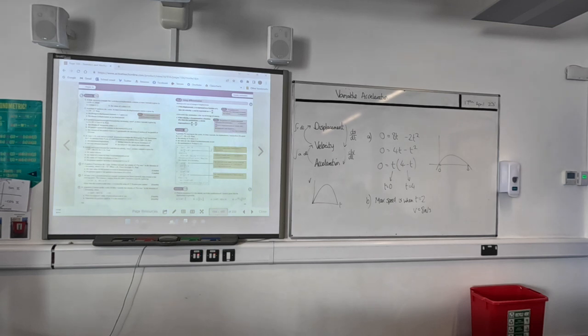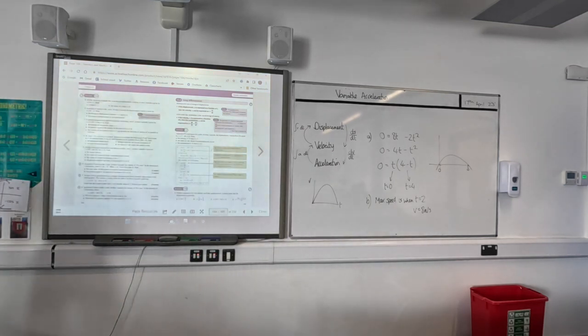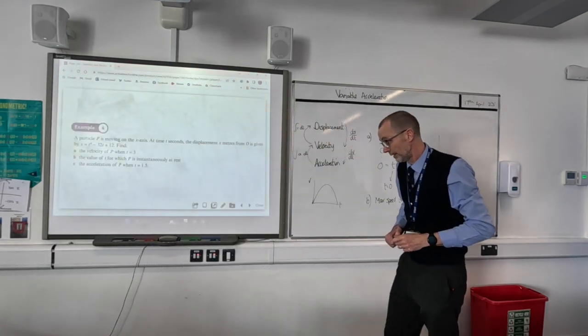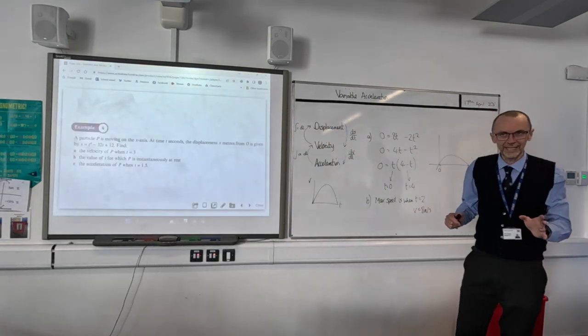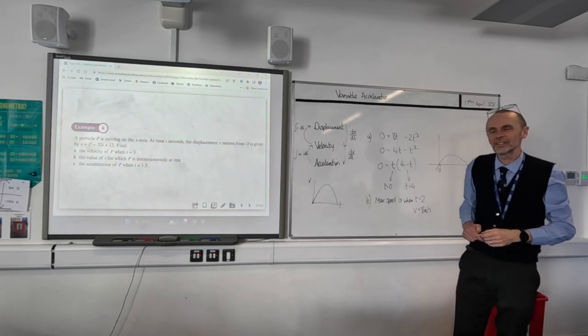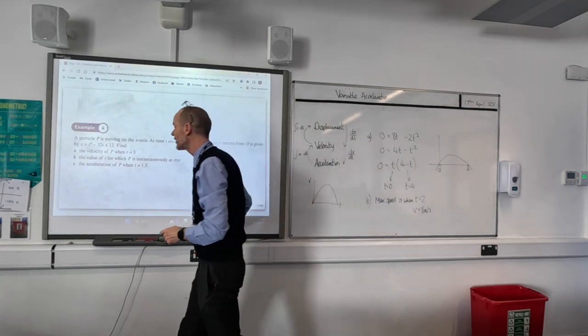Just checking the notes, sorry, which one I'm going to do. Example 4. So rather annoyingly in this example they're using x for displacement. I don't know why. I'm going to ignore that and use s.